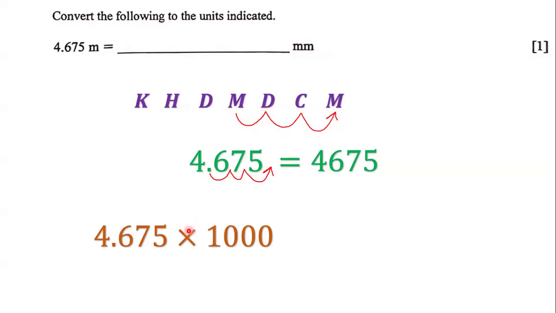And why are we doing multiplication instead of division again? Because we're going to the right. Because it's becoming a higher number, 4.675 multiplied by 1,000. And when we do that, we get 4,675, and that's going to be our answer here.